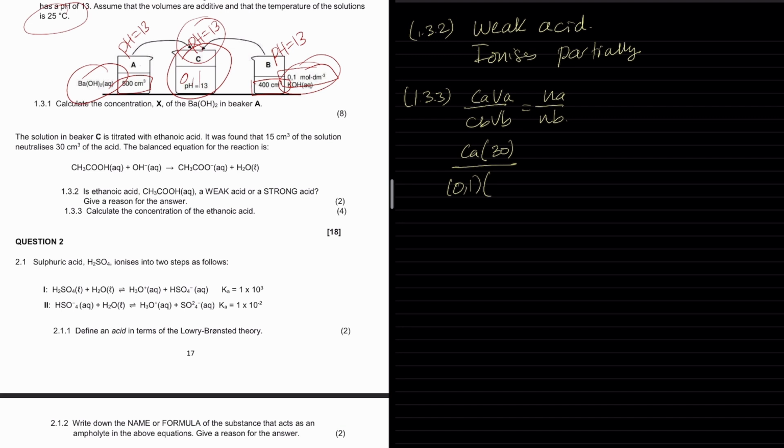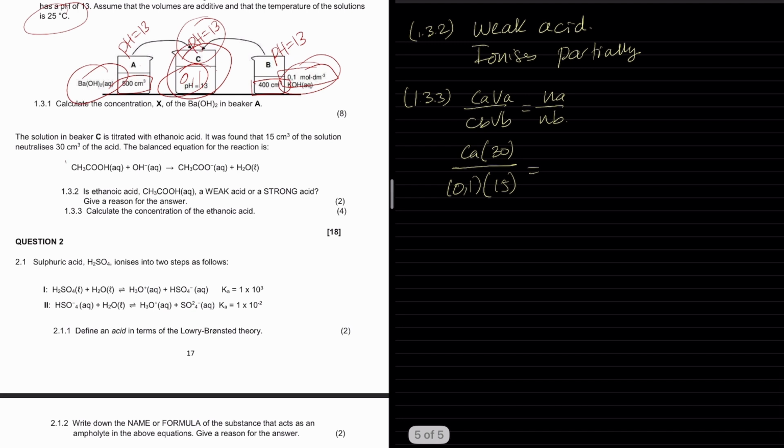We even worked it out. We worked it out as 0.1 also. Volume of the base, they tell me, is 15. That's equal to Na over Nb. You get from the reaction here 1 to 1. And now you solve for Ca. Ca is 0.05 moles per dm cubed.